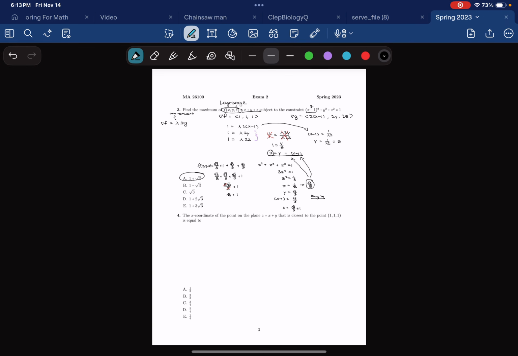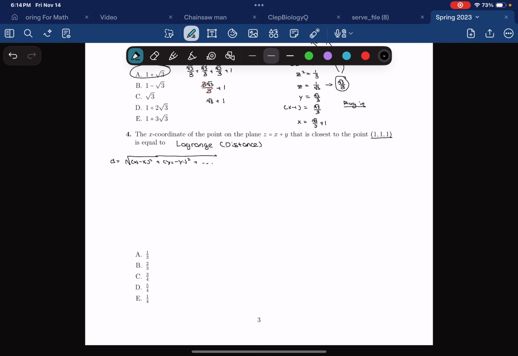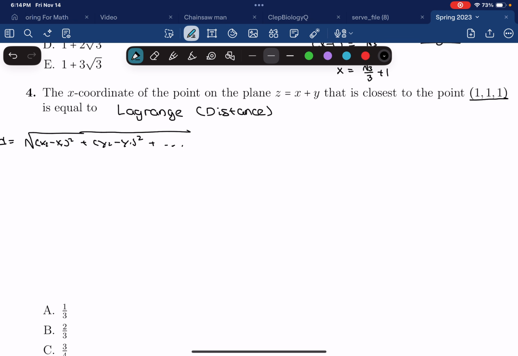Okay, moving on to question 4. The x-coordinate of the point on the plane z equals x plus y that is closest to the point 1, 1, 1 is equal to. Now this is actually another Lagrange question, but it uses the distance formula. Remember, the distance formula is d equals the square root of x2 minus x1 squared plus y2 minus y1 squared plus dot dot dot. It goes on forever. But in this case, it's just gonna go to z.